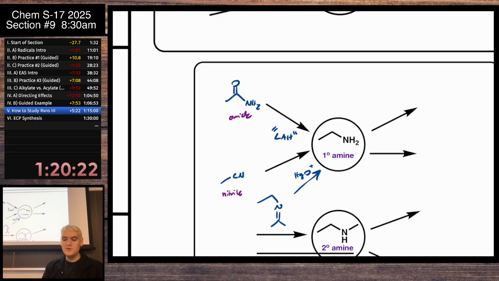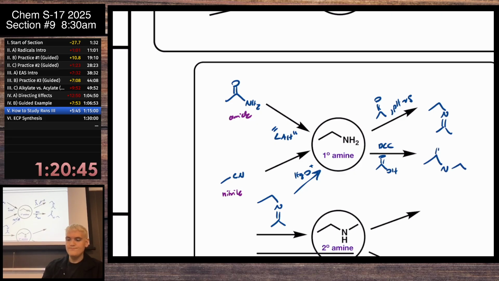And then things that we can do with a primary amine, well, we can turn it into an amide, or we could do an imine here. So we could go all the way back to this imine if we did this carbonyl, pH around 5, or we could do it with DCC and a carboxylic acid. Here we can make an amide. So we have amine, amide.